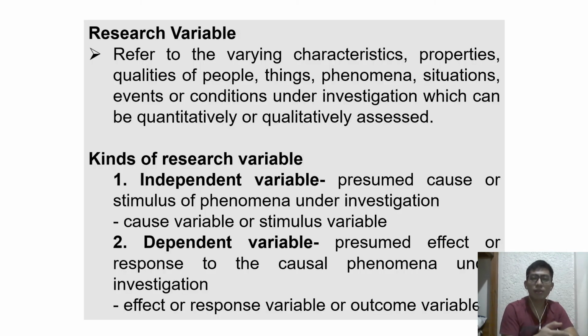Research variable refers to varying characteristics, properties, qualities of people, things, phenomena, situations, events, or conditions under investigation, which can be quantitatively or qualitatively assessed. The kinds of research variable are the independent variable, the presumed cause or the stimulus of the phenomenon under investigation. Dependent variable, however, is the presumed effect or the response to the causal phenomenon under investigation.